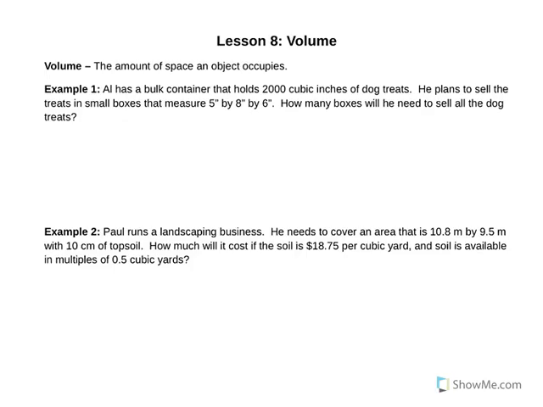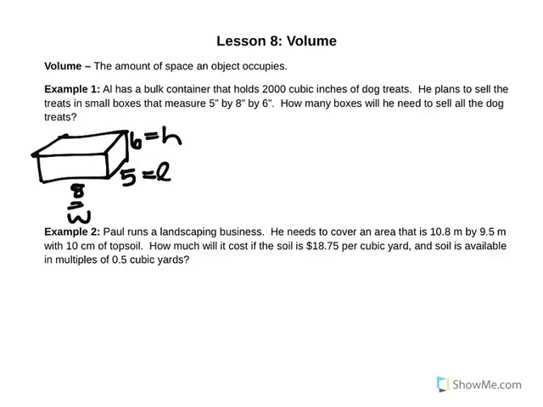Al has a bulk container that holds 200 cubic inches of dog treats. He plans to sell the treats in small boxes that measure 5 inches by 8 inches by 6 inches. So we could call this our length, our width, and our height. And remember, length and width doesn't really matter which one's which. So the volume for a cube is length times width times height.